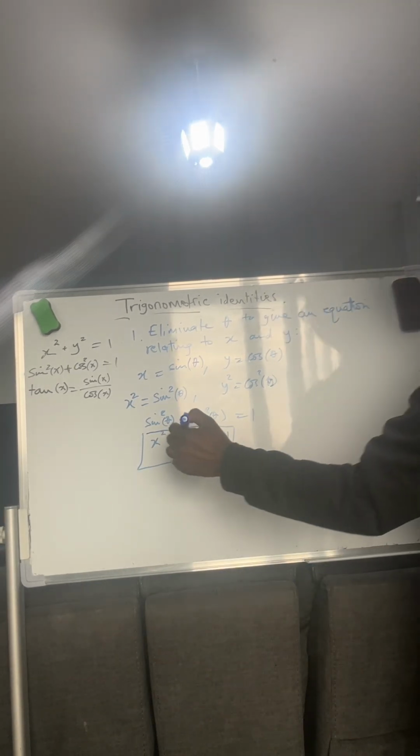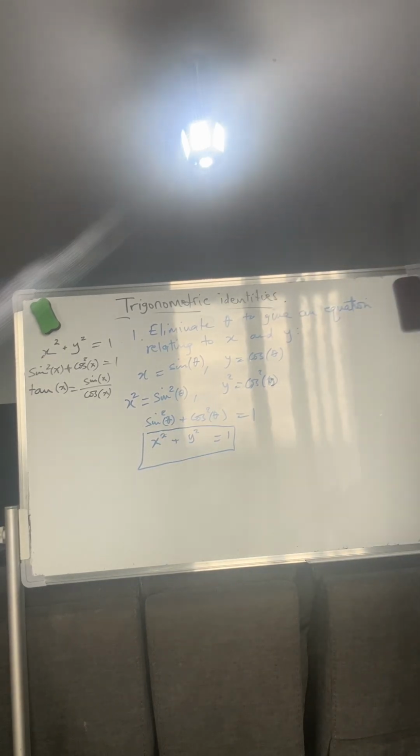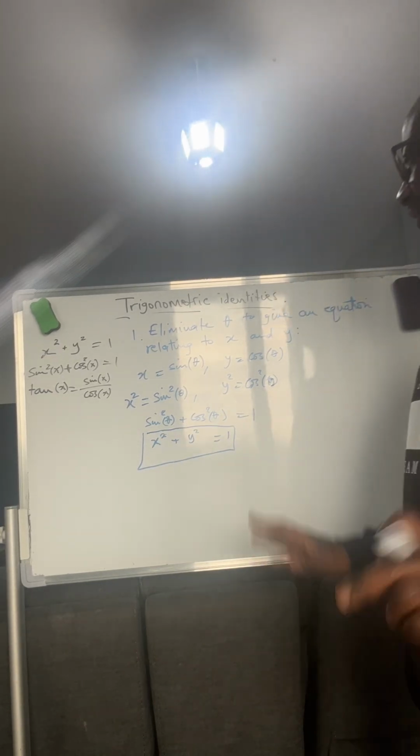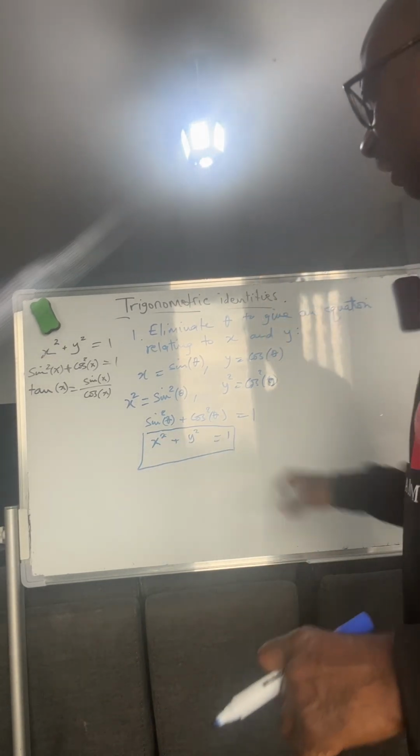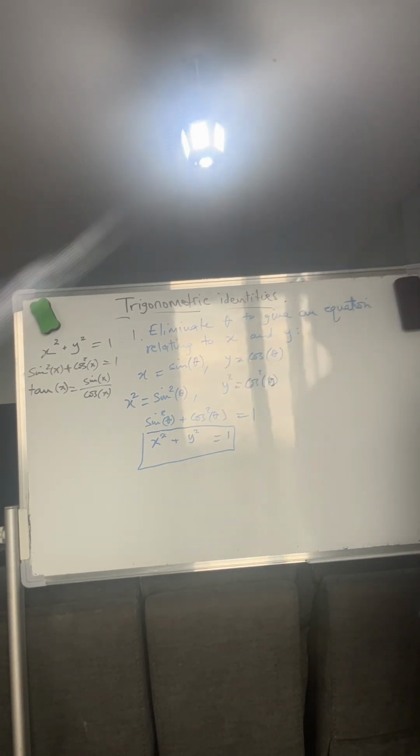There is no theta here. There is no cosine function. It's only x and y. So that's what they want us to do. Let's look at the second problem.